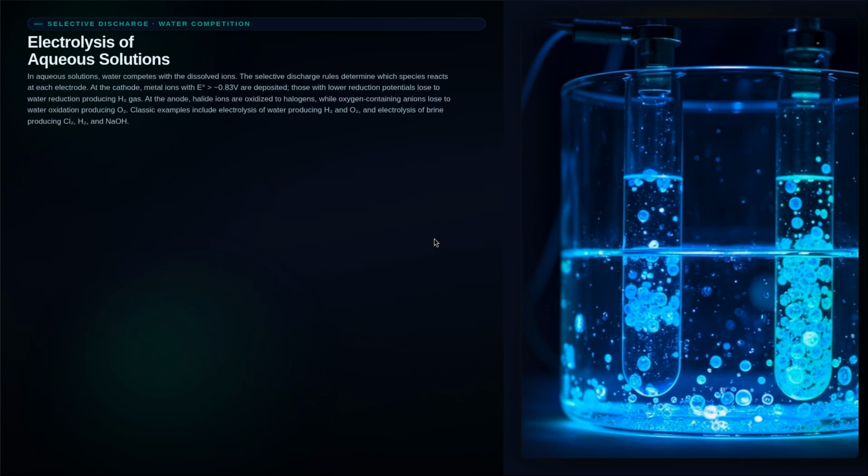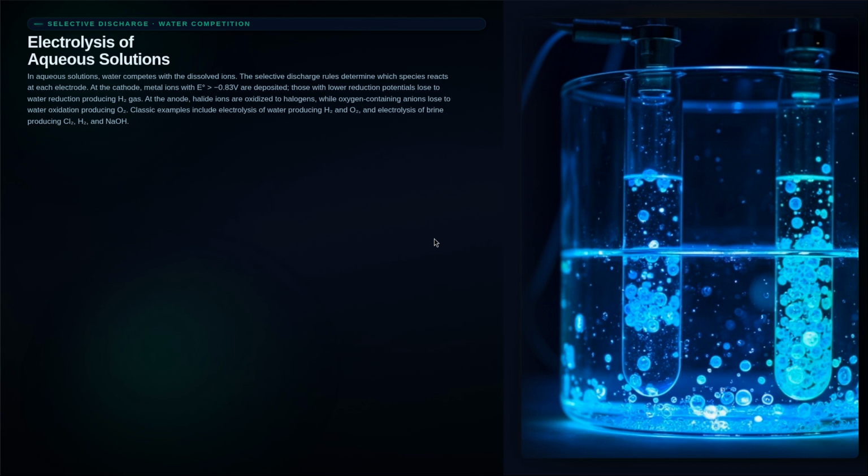In aqueous solutions, water competes with the dissolved ions for reaction at the electrodes. The selective discharge rules determine which species reacts at each electrode. At the cathode, metal ions with a reduction potential above negative 0.83 volts are deposited. Those with lower reduction potentials lose to water reduction, producing hydrogen gas.